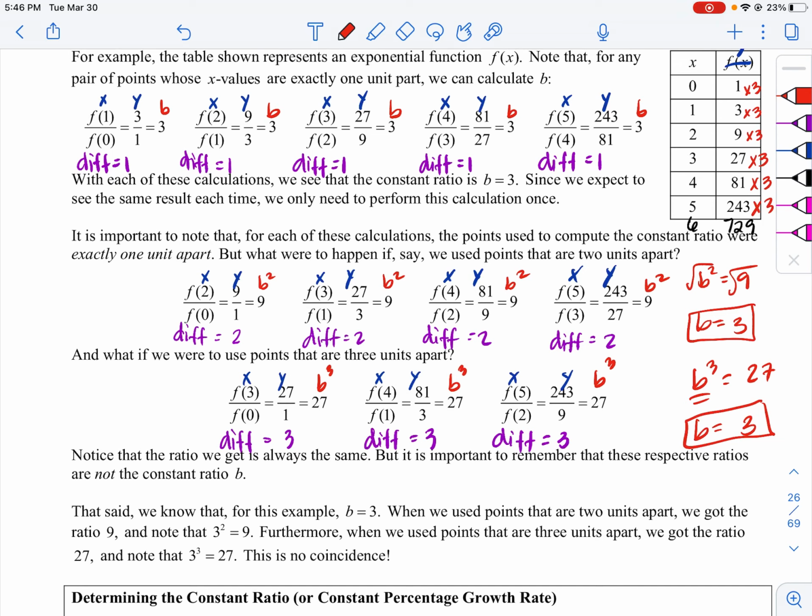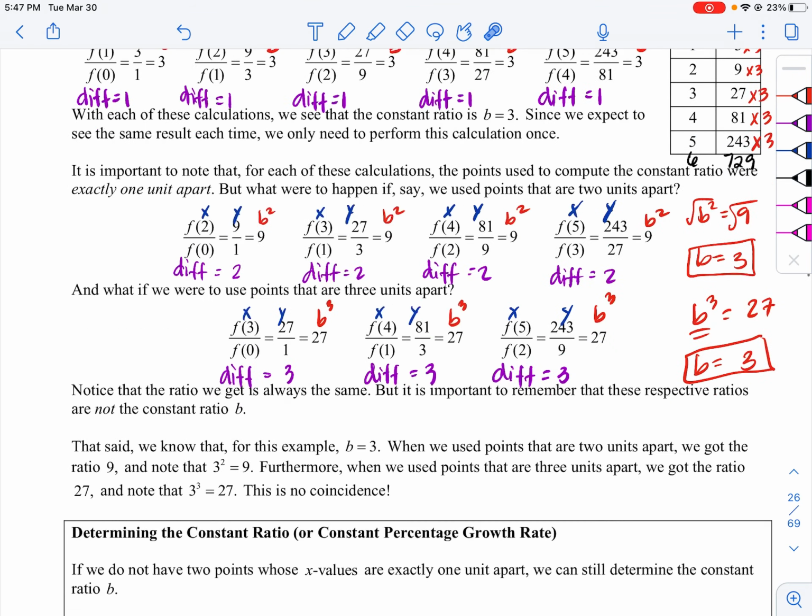Because 3 times 3 times 3 is 27. And again, given a b cube, you should be able to identify the b value, the constant ratio, by doing a cube root of the number. Okay? So, let us make up a formula so that it's easier for us to identify what the b value is if, let's say for example, we don't have a complete table, right?